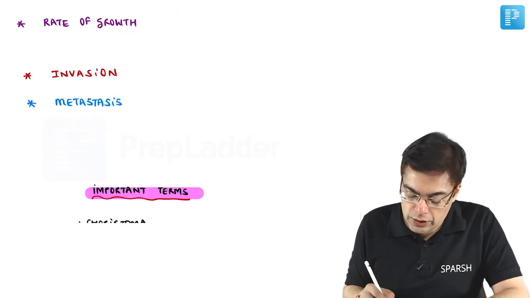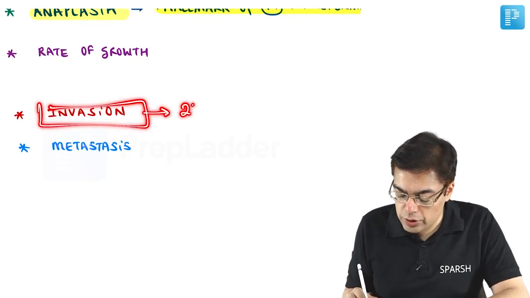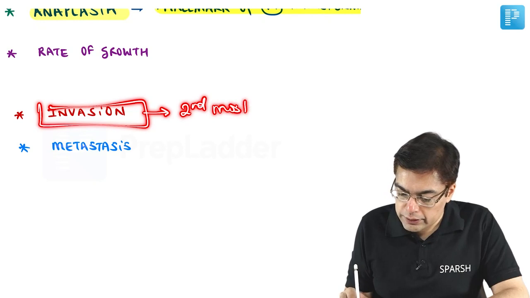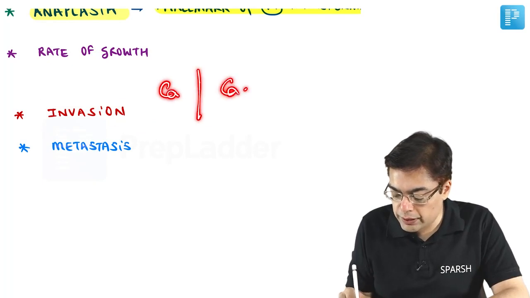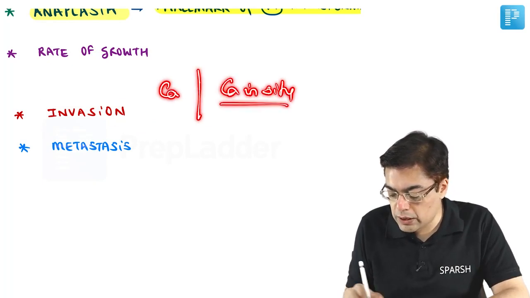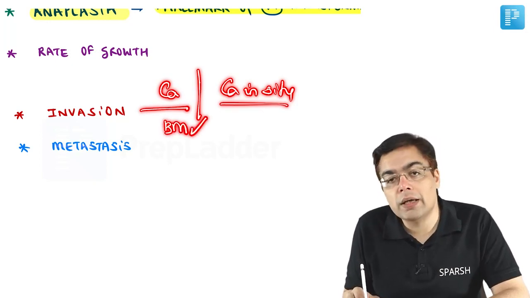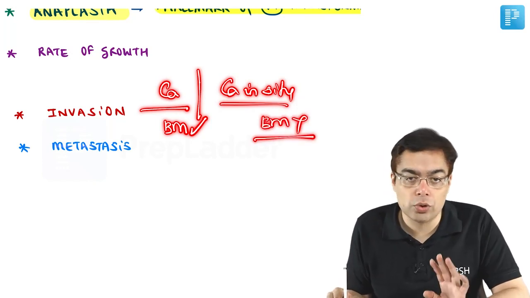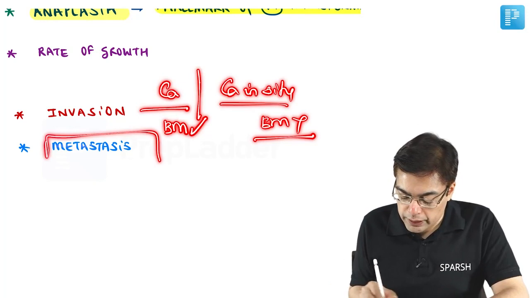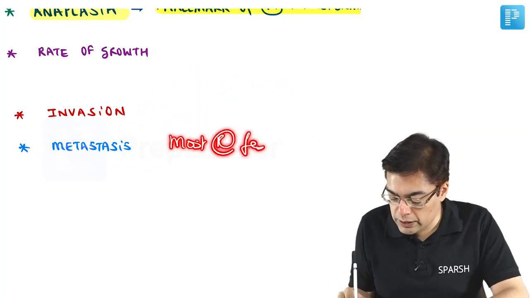Invasion is the second most reliable feature of malignancy. That is what we need to have an idea of. Invasion is also important because it helps in distinguishing between carcinoma and carcinoma in situ, which we did mention. In case of carcinoma, you are going to get invasion of the basement membrane. In case of carcinoma in situ, the basement membrane is unaffected; it is going to remain intact. When we are talking about metastasis, it is given the name of the most reliable feature of malignancy.